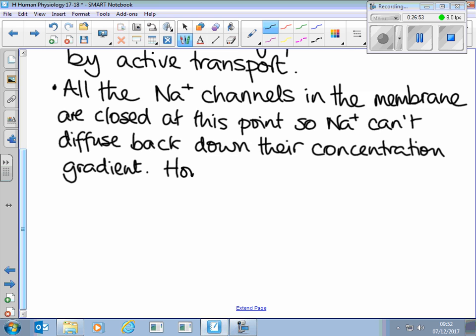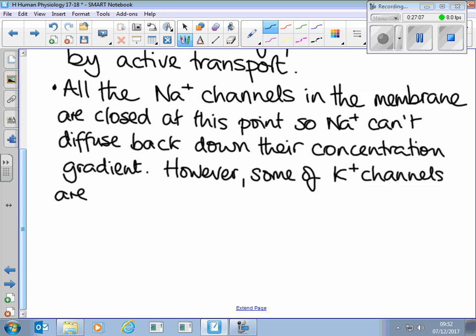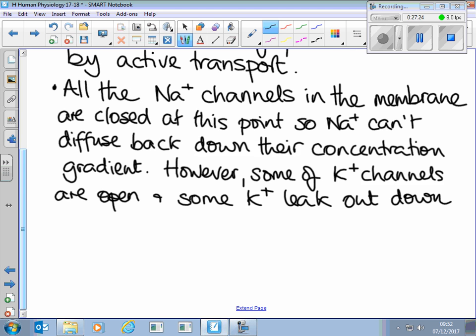However, some of the potassium channels are open. Right, so some of the potassium channels are open, and some potassium ions leak out. I should have put diffuse rather than leak, I suppose, but they leak out down their concentration gradient.